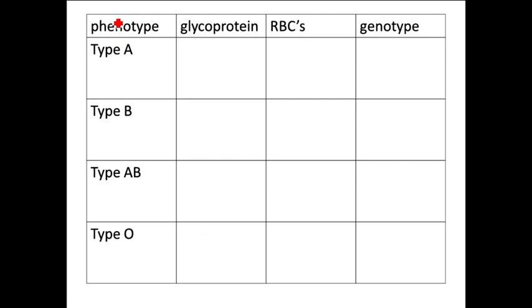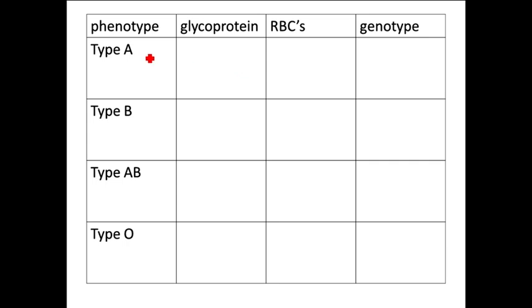Okay, so here's another chart. This is listing the phenotype, which in this case is the blood type. And then we're going to think about what glycoprotein is made, what the red blood cells look like, and what genotype or genotypes go along with these phenotypes.